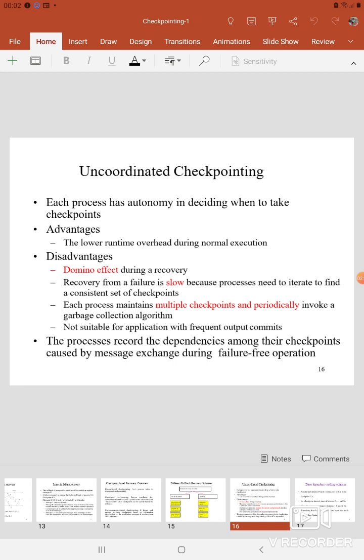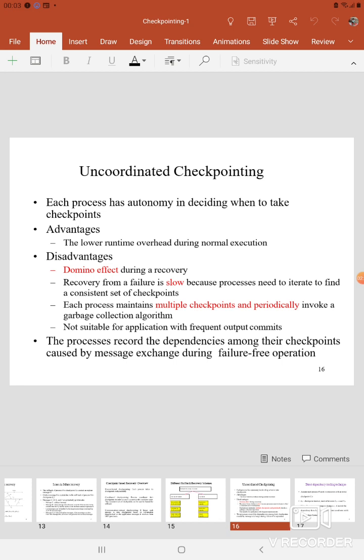So what is uncoordinated checkpointing? Each process can take the checkpoint autonomously, that is, individually they can take the checkpoint. The advantage of uncoordinated checkpointing is that the runtime overhead is low. Whereas we have so many disadvantages. The main thing is the domino effect.